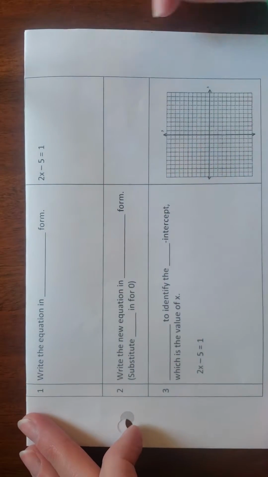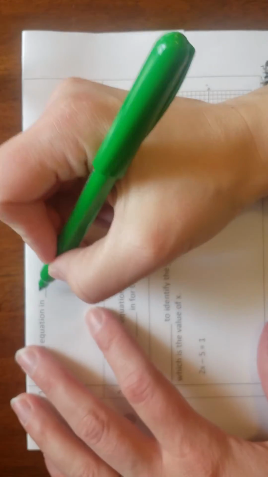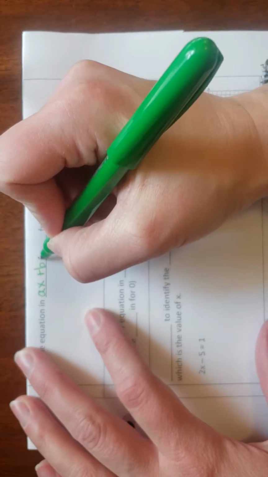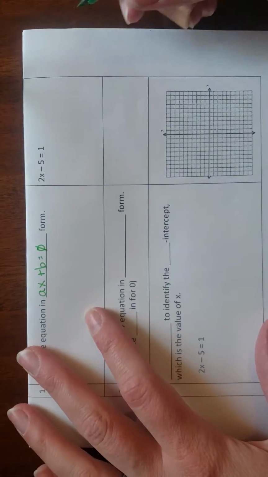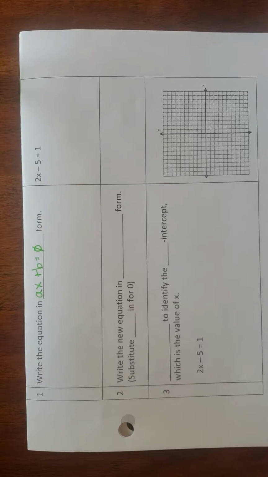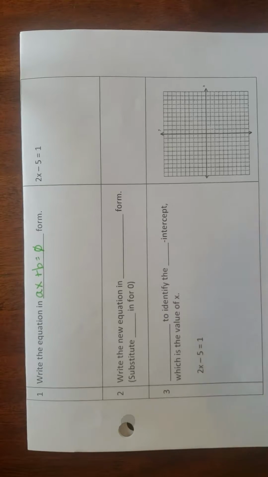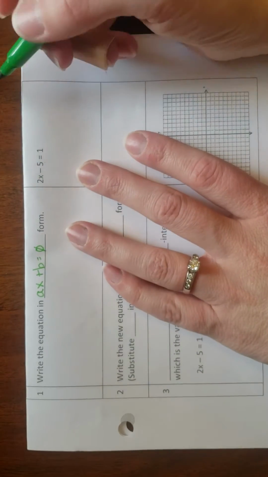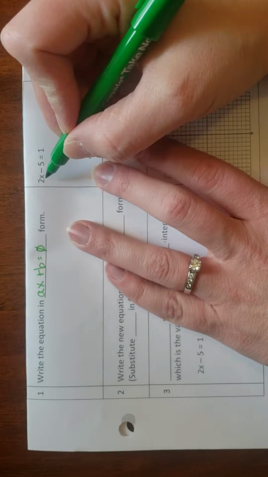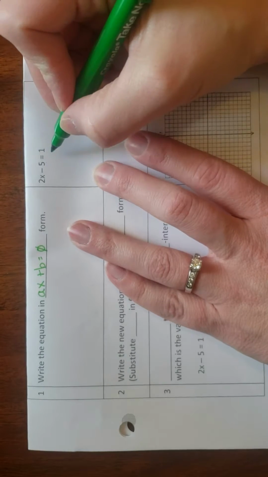So step 1 is to write the equation in ax plus b equals 0 form. This feels like breaking an equation. So you want the variable and the constant to be on the same side, equal to 0. So the way that you would do this is, here's the constant, here's the variable, here's the constant, and we want this equal to 0.